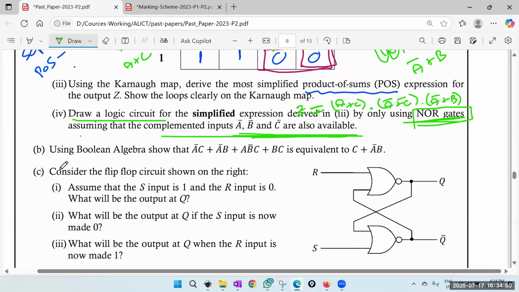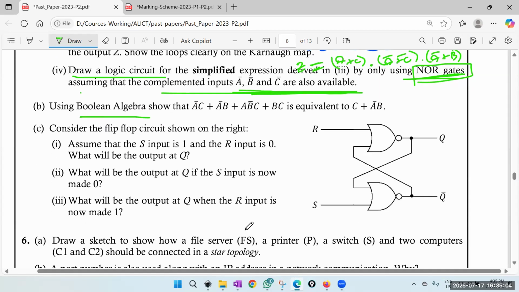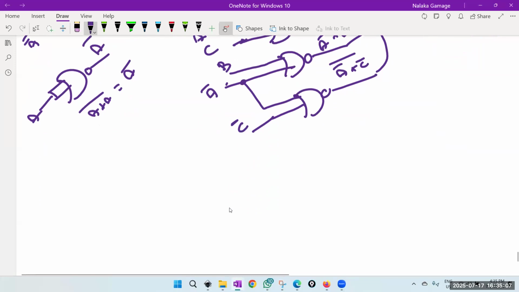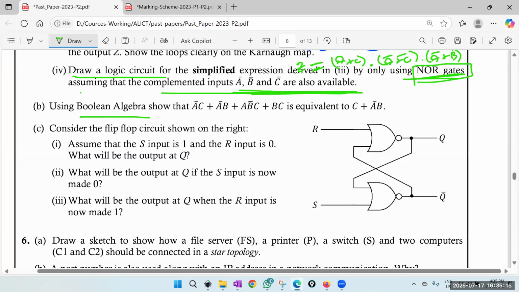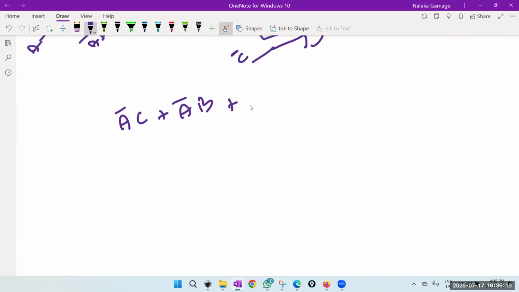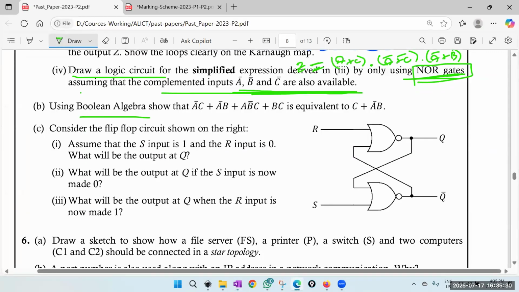Right. B part. Using Boolean algebra, show that this is equivalent to this. So this is my favorite simplification. Okay. Right. So let's take this: A bar C plus A bar B, A bar C plus A bar B, A B bar C plus B C. So you need to prove that this is equal to C plus A bar B.